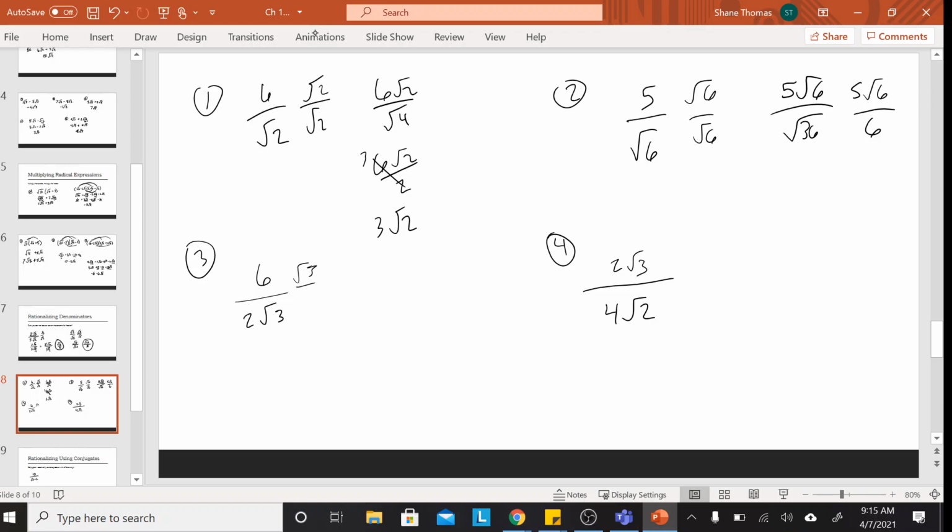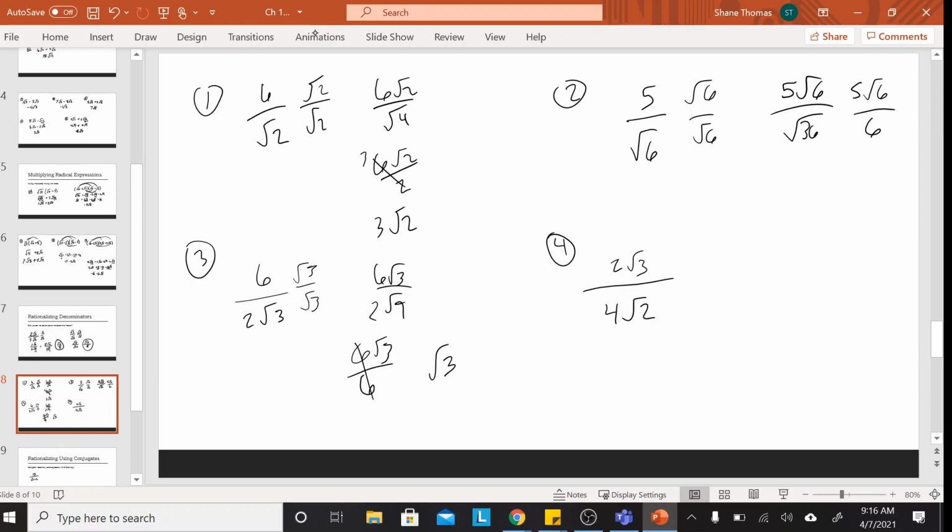Next one, number 3, what do I need to multiply by? Root 3 over root 3. So on top I have 6 root 3. On the bottom I have 2 root 9. Root 9 becomes a 3. So 3 times 2 is 6. So I have 6 root 3 over 6, which is just root 3.